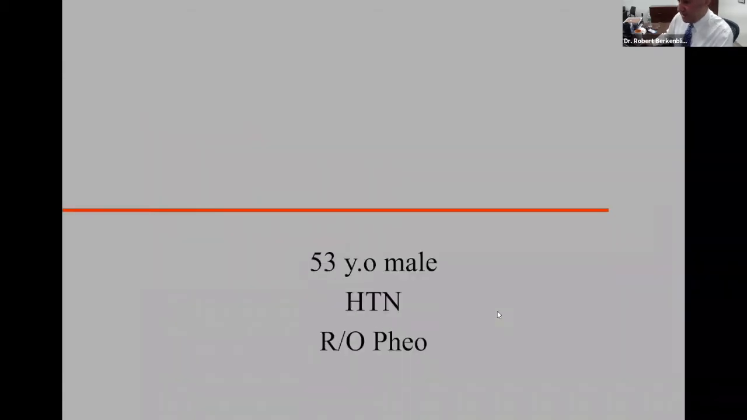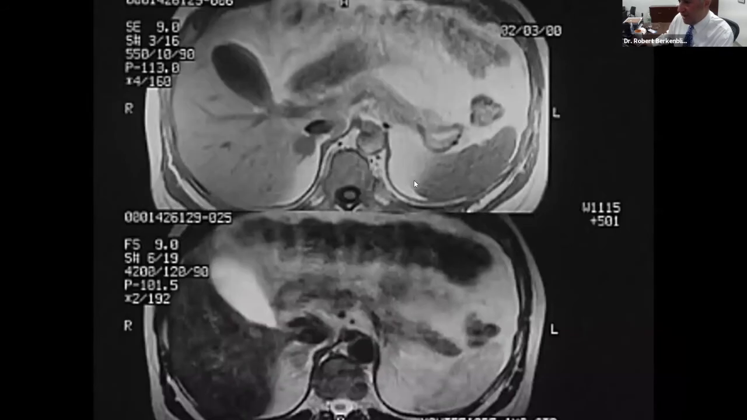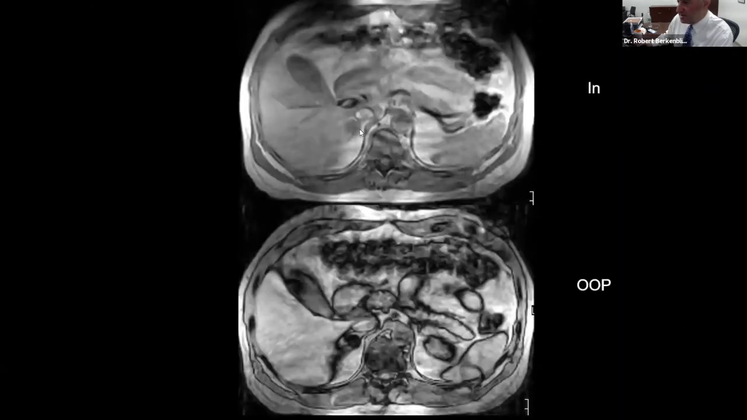So let's take a look at some cases. This is a 53-year-old male with hypertension, and the exam is requested to rule out pheochromocytoma. We'll get into why this is a lousy history shortly, but let's take a look at this case. On T1 and T2, we see this 2-centimeter right adrenal nodule demonstrating intermediate signal. In phase, out of phase, there's marked signal loss. This is lipid rich. This is an adenoma.